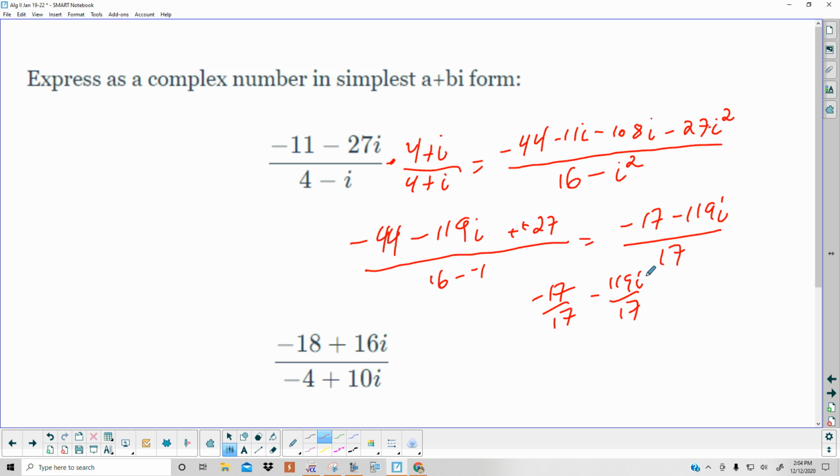I don't think 119 is going to divide by 17. Oh, it does. 7. Crazy. So this turns into negative 1 minus 7i. Here we go. That's it.